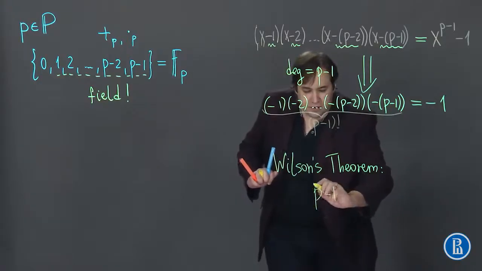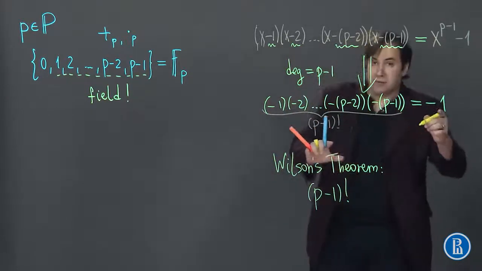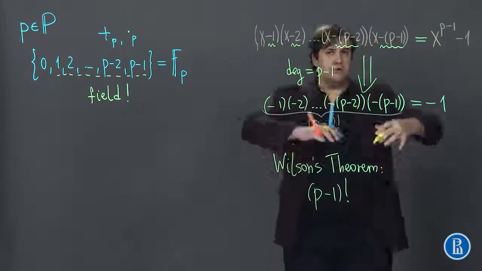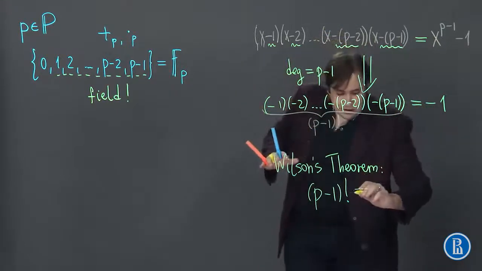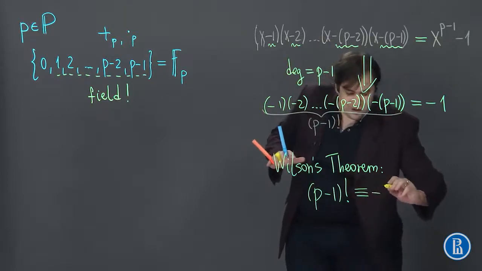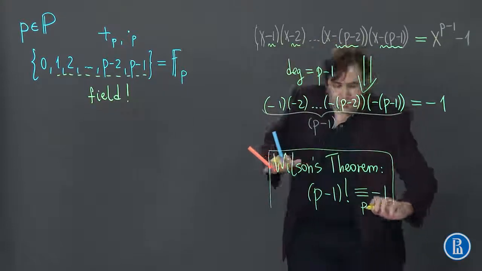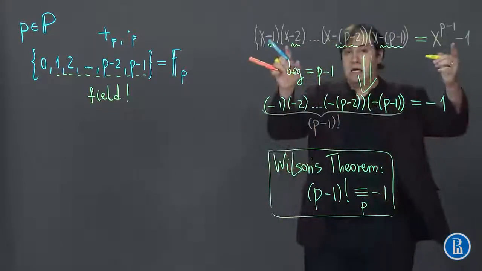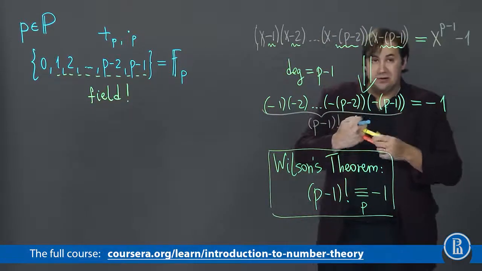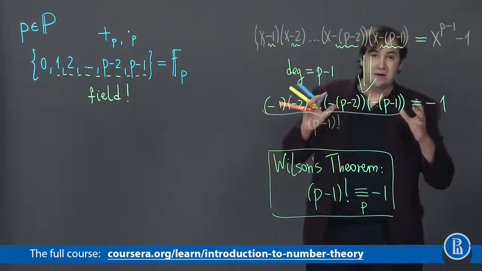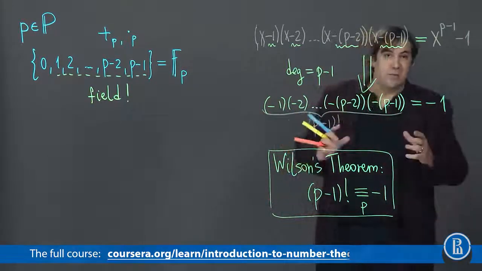(p minus 1) factorial. Well, I could write that it is equal to minus 1, but let's return to the set of simple integers. So it is congruent to minus 1 modulo p. Using the same equality of polynomials, you can prove many other interesting properties of elements of the field of remainders modulo p.